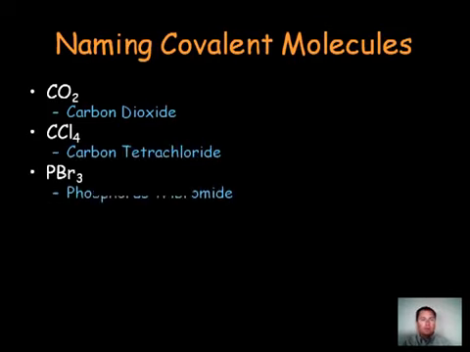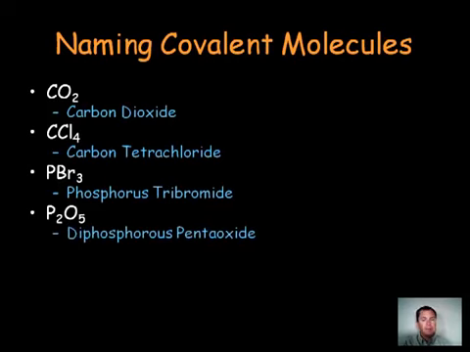PBr3. Phosphorus tribromide. P2O5. Now in this case we do have more than one, so we're going to have to put our prefix in. Our prefix for 2 is di, so diphosphorus, and we get 5 oxygen, 5 is penta, and then change the ending to ide, so it's diphosphorus pentaoxide.